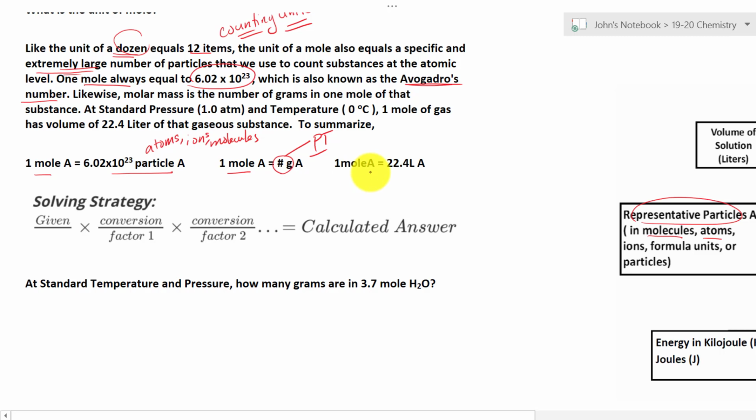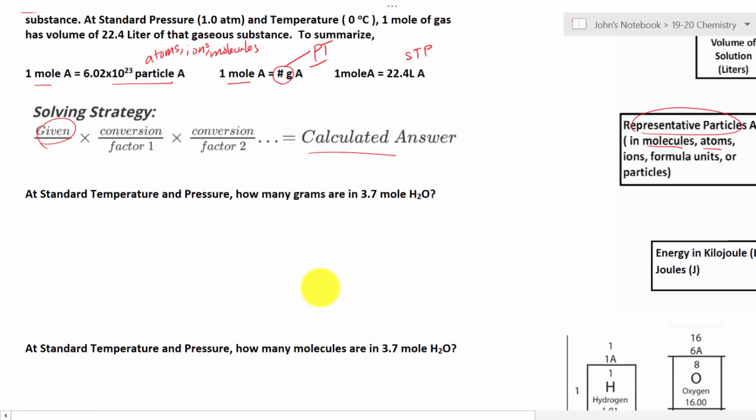Or we can use that 1 mole equals 22.4 liters of A, and this is at standard temperature and pressure. So what's the volume of a gas at standard temperature and pressure? And the same strategy applies: take your given, times the conversion factor, until you get the calculated answer.